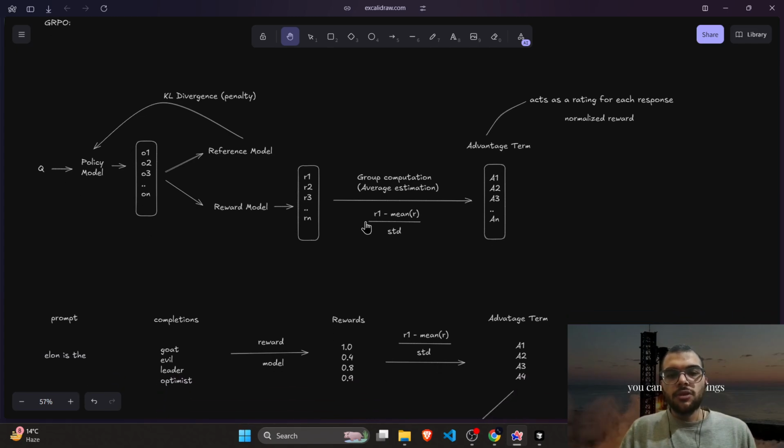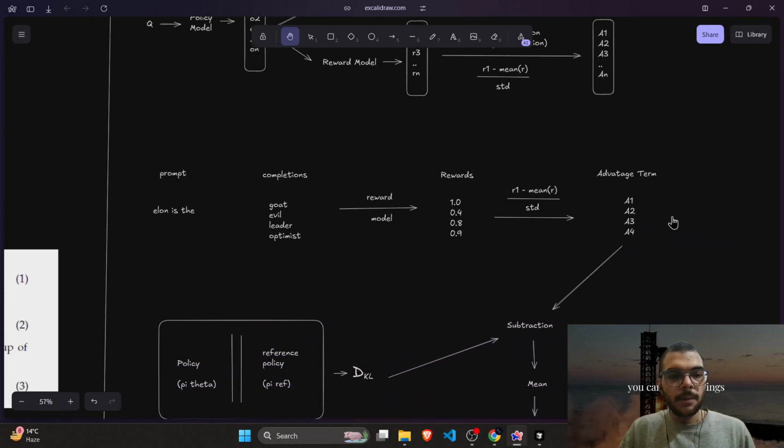So it's basically for each reward, we subtract the mean of all the rewards and then divide it by the standard deviation of the rewards, and we get the advantage term. Now let me explain it with an example.